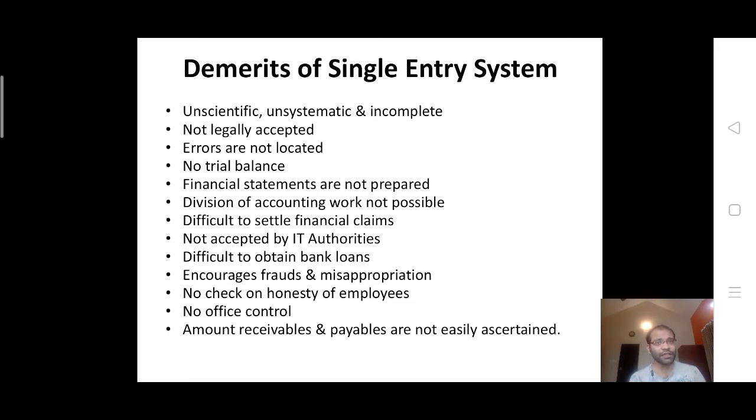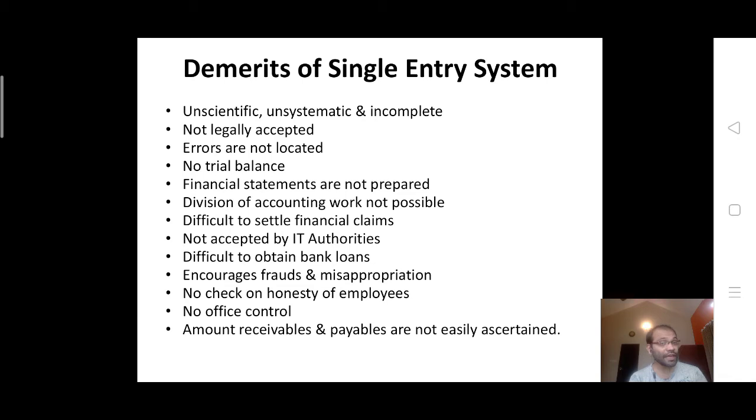It's unscientific. As a feature we have learned, it's unscientific, incomplete and unsystematic. So obviously you cannot find the accuracy of accounts happening here. So it would be very difficult to prepare the statement of profit and loss account, or to ascertain the financial position of the business too. Why? Because the records are incomplete and not standardized. It's not legally accepted because of these reasons: unscientificness, unsystematicness or incompleteness.